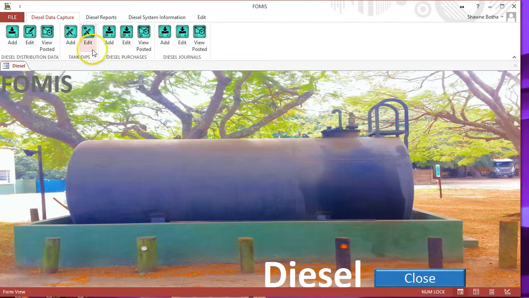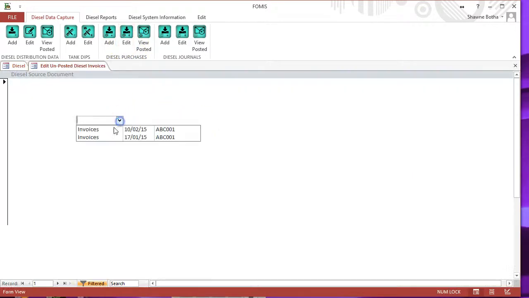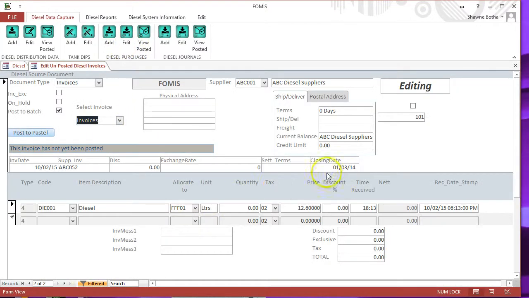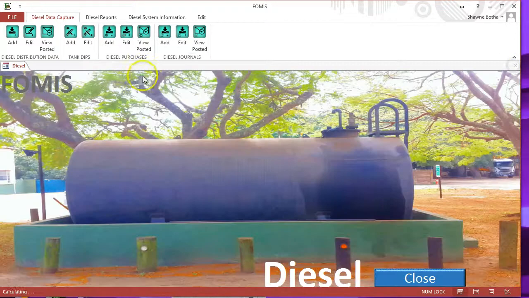With regards to your purchases, you would capture your invoices here, as well as return debits. When you update that, it would actually post into Pastel. You've got the option of either posting into a batch or posting directly into the system. This would then update your diesel information in Pastel, the quantity, the price, and if there's discounts. It's identical to the Pastel invoice.